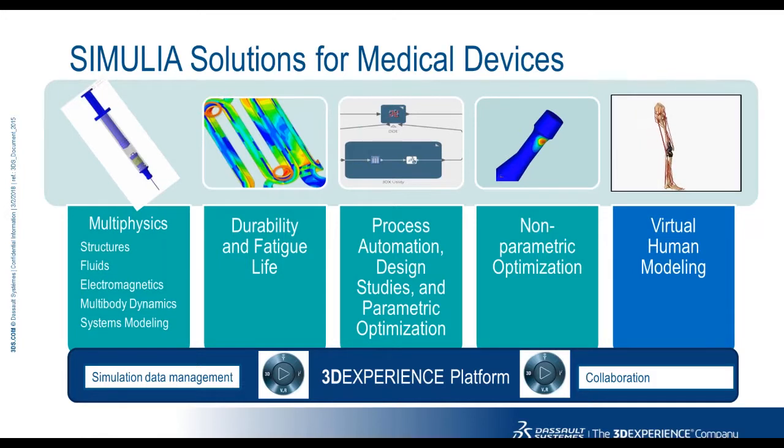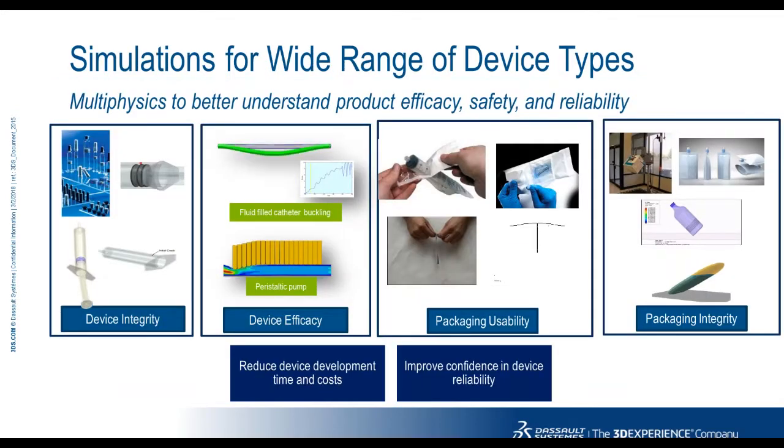I won't spend too much time discussing our solutions for life sciences per se, but I do want to point out that we offer a broad portfolio of tools that are used for multi-physics simulations, durability and fatigue life estimation, process automation, parametric and non-parametric or shape optimization, and of course, virtual human modeling, which uses all of the other tools, but additionally includes domain-specific knowledge and know-how that can make your job easier. All of these tools are, of course, available on the 3D Experience platform, which inherently supports collaboration, analytics, and end-to-end digital continuity.